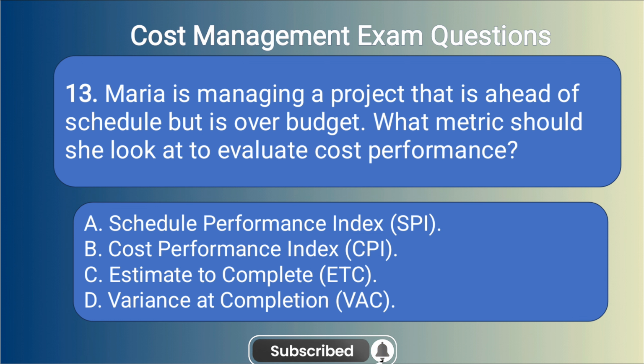A. Schedule Performance Index, SPI. B. Cost Performance Index, CPI. C. Estimate to Complete, ETC. D. Variance at Completion, VAC.